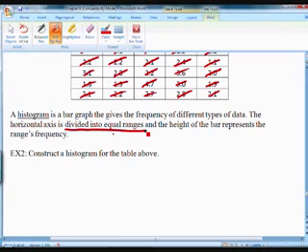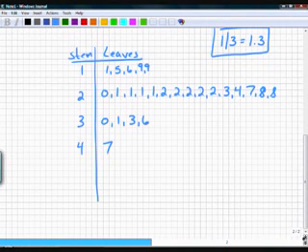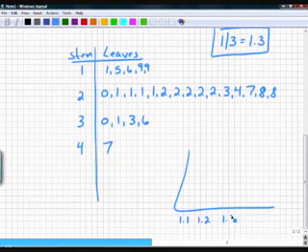There's no space between the bars, yeah. And the height of the bar represents the range's frequency. So let's explain the difference between a histogram and a bar graph. If I want to do a bar graph for this information, I would have to come down here and say, okay, 1.1, 1.2, 1.3, 1.4, 1.5, 1.6, and then tell how many of each I have.